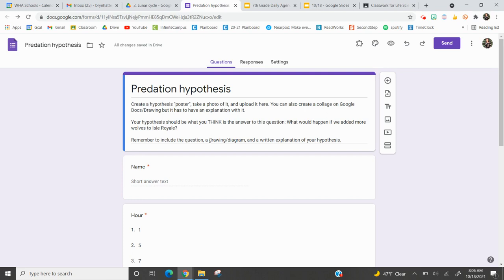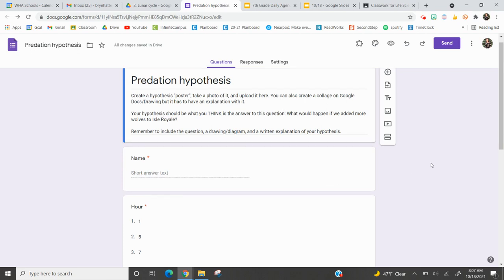And then the last one is a written explanation of your hypothesis. So when you are hypothesizing this, I need to know what you're thinking. And so I should see at least 3 sentences of you explaining what you think is the answer to that question. All right, so again, the question is what would happen if we added more wolves to Isle Royale?